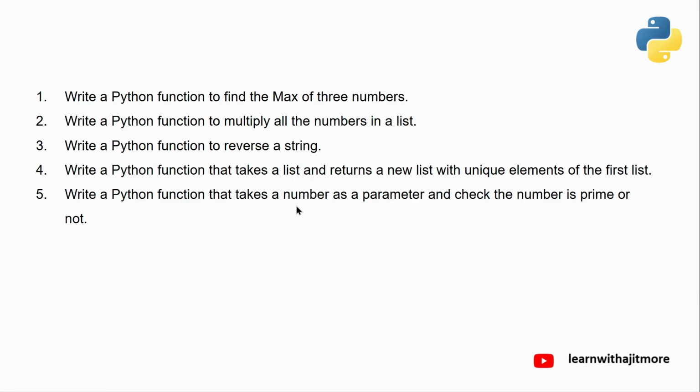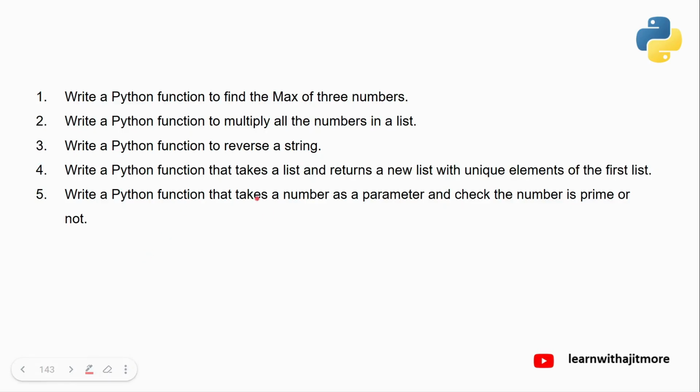Then this is one last function that you also try. Then we have to move to another important topic, that is the parameter passing technique. What are the different ways by which we can pass parameters to the function? That is also again an elaborate topic. So write a Python function that takes a number as a parameter and checks whether the number is prime or not.